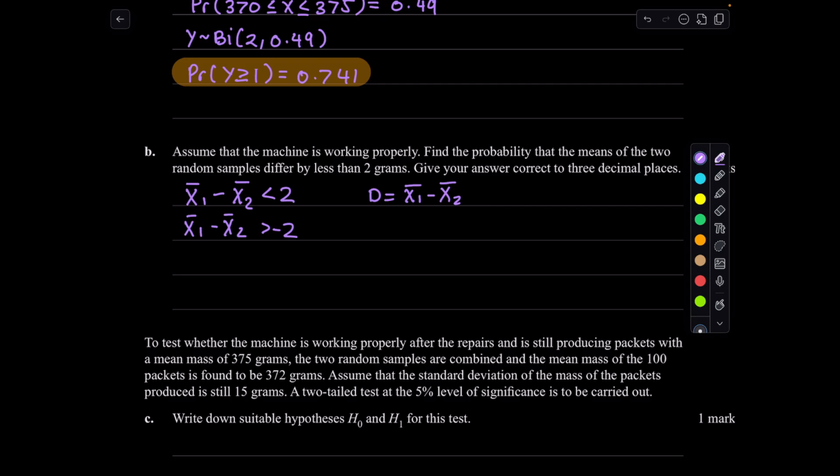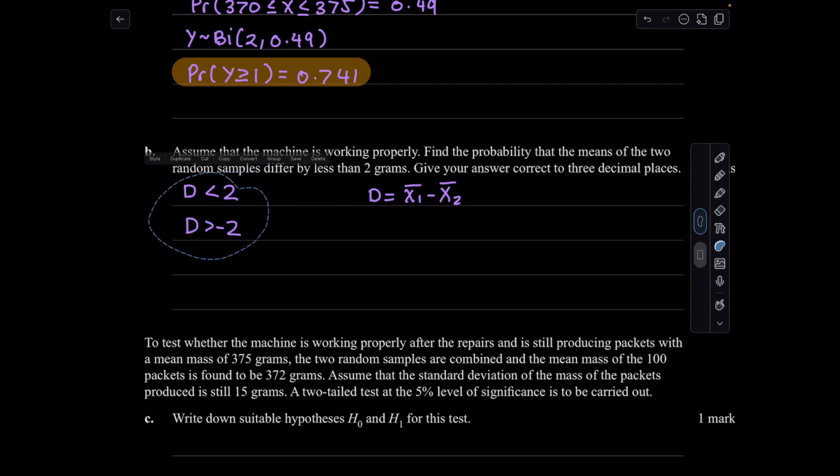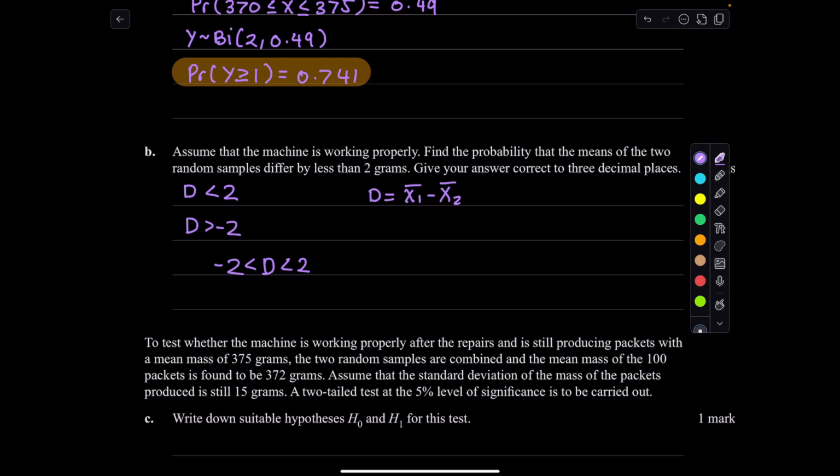So we're saying, hey, this D value, this part here, let's consider that as D. The D value must be less than 2, but it also has to be greater than -2. So the D value must be between -2 and 2. Yep, that's what we are trying to find the probability of. So assuming the machine was working, find the probability that the means of the two masses differ by less than this. So basically we're trying to find the probability of this.